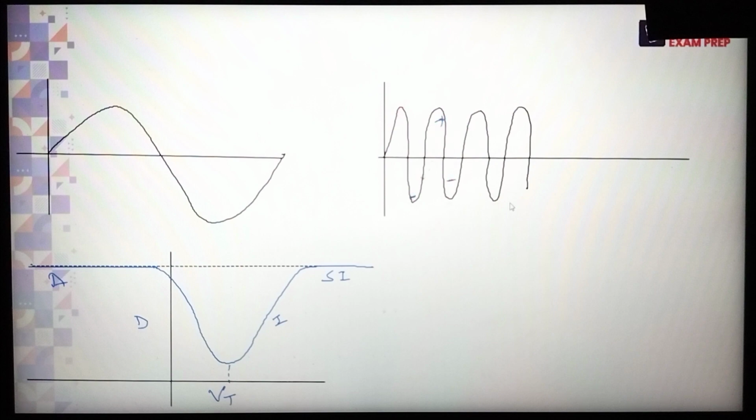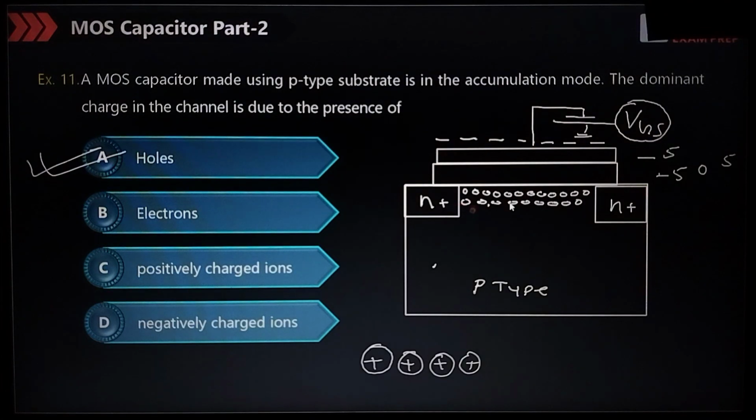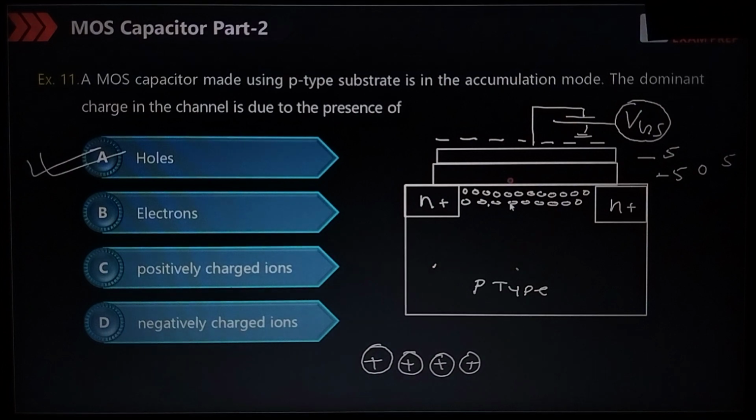So when it is very fast and the negative comes, holes will accumulate. Why? Because a large number of holes are already present here. Is it clear? Why is there a large number of holes? Because it is P-type. Large number of holes are present here, and when we give the negative charge, finally they will accumulate in this region. So there is no problem in the accumulation, and it is just like the oxide capacitance.